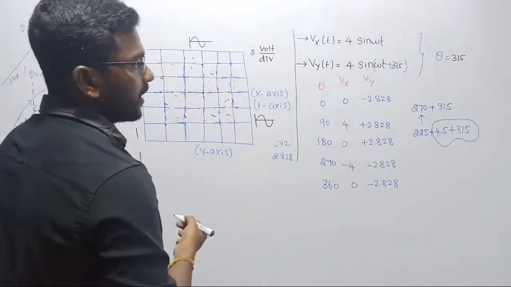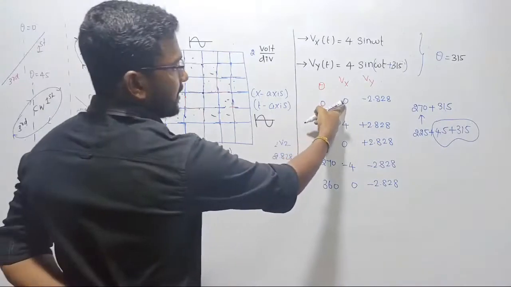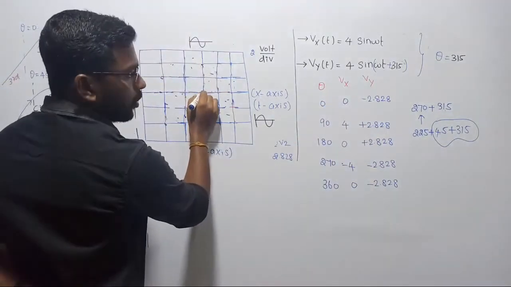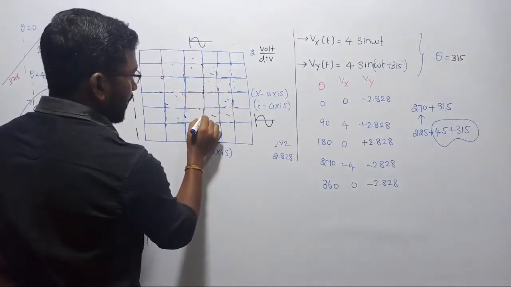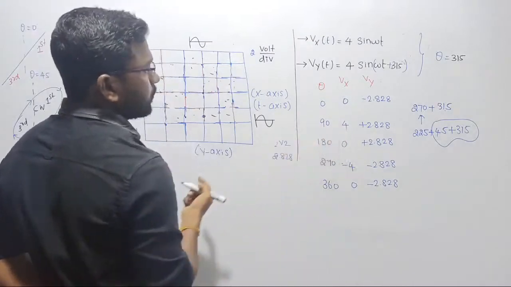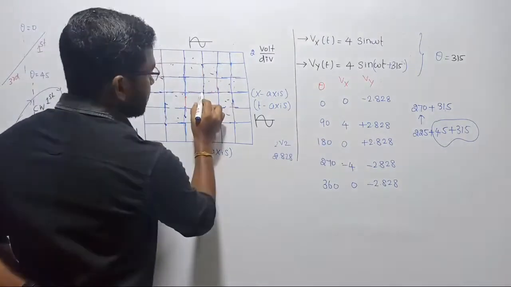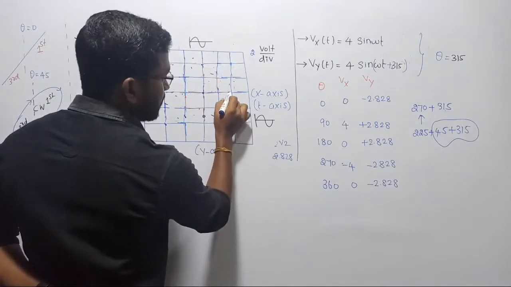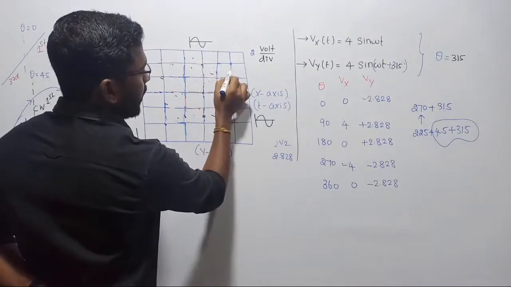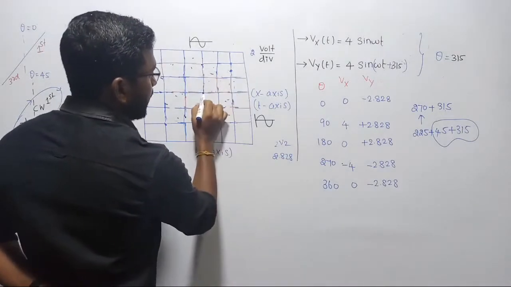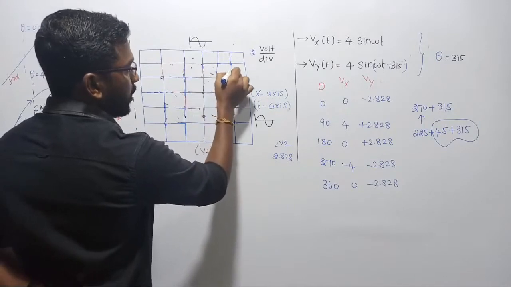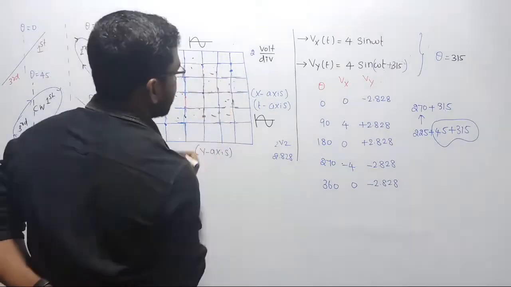How will you spot the values? First, the x-axis value is 0 and the y-axis value is minus 2.828, right? That value might be displayed somewhere here. And then the x-axis is plus 4 and the y-axis is plus 2.828, right? That will be joined somewhere here. If I join these 2 points, it will be plotted here. First point will be here, second point will be here.